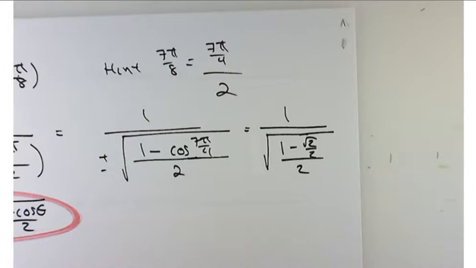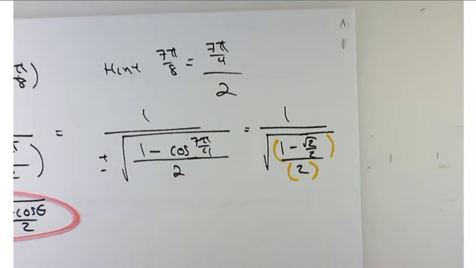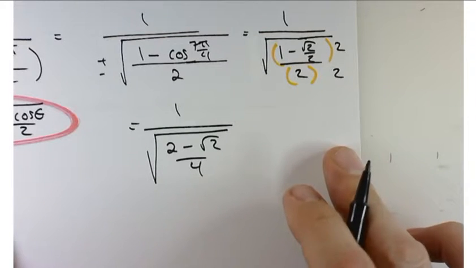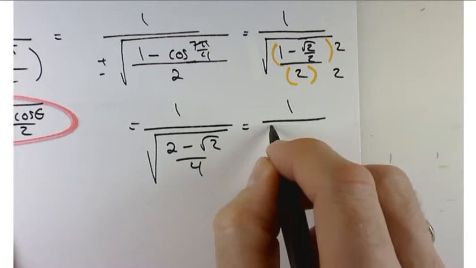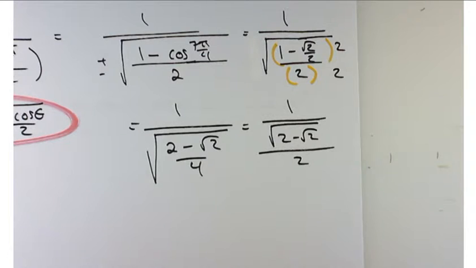You should be getting a little bit comfortable with cleaning some of this up. So we'll multiply by 2 over 2. That's going to give me 1 over the square root of 2 minus root 2 over 4. That cleans up a little bit more. 1 over the square root of 2 minus root 2 over 2.